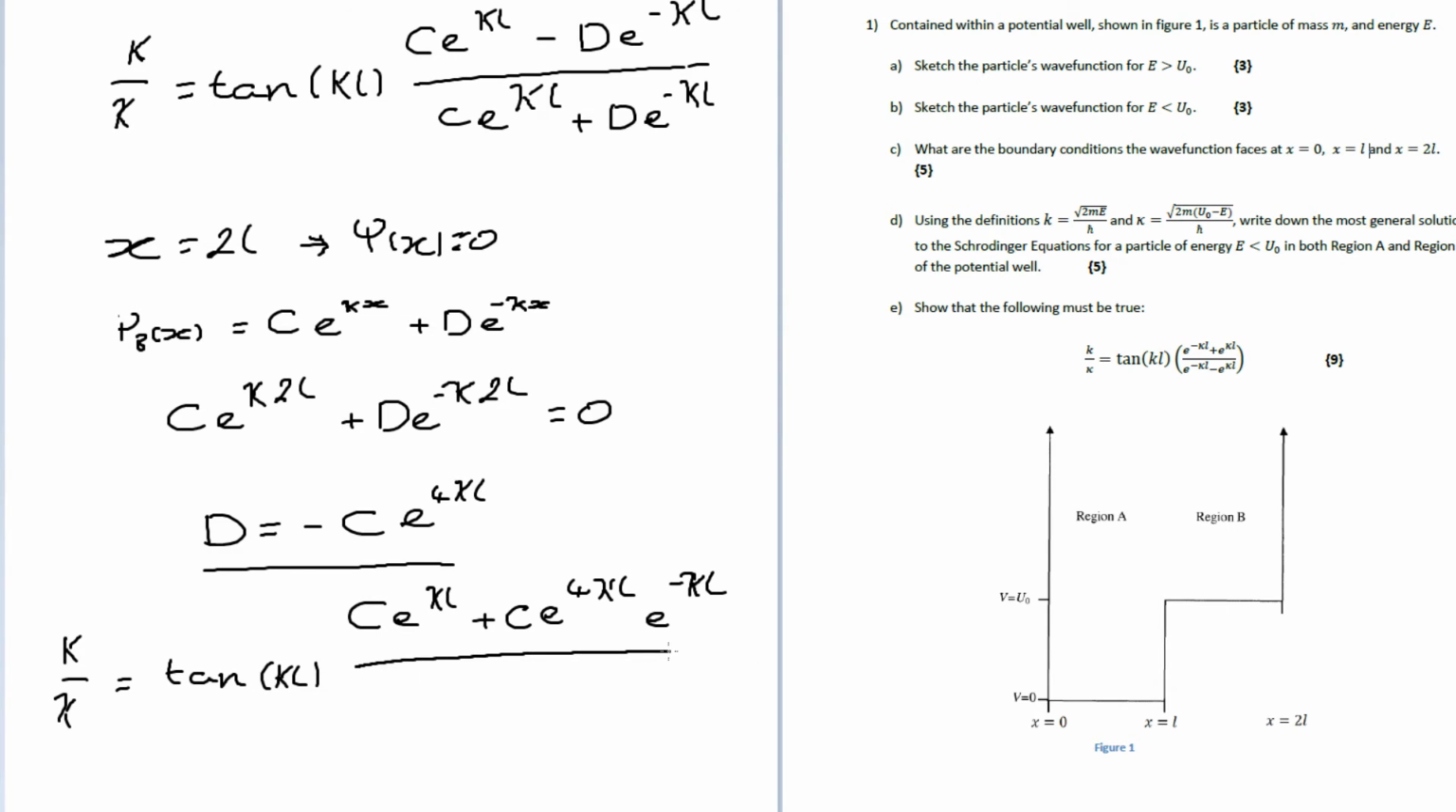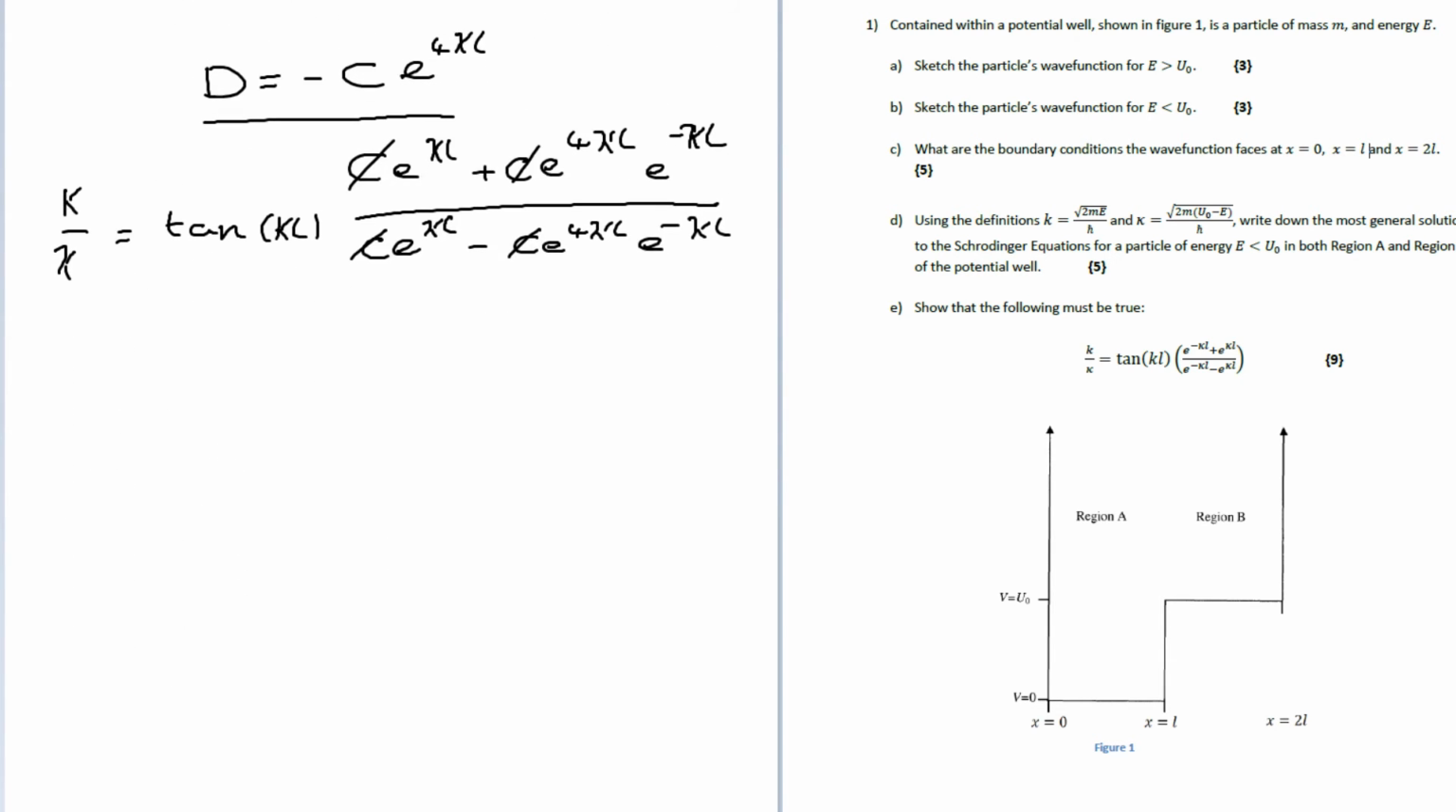And then on the bottom we're going to do the same thing. So we have our initial C e to the kappa L term. And then we'll replace our D by our C e to the 4 kappa L. So this is minus times a plus becomes a minus. And we have our C e to the 4 kappa L multiplied by e to the minus kappa L, just like above. And now all of our C's cancel because we've got C's on every term, top and bottom.